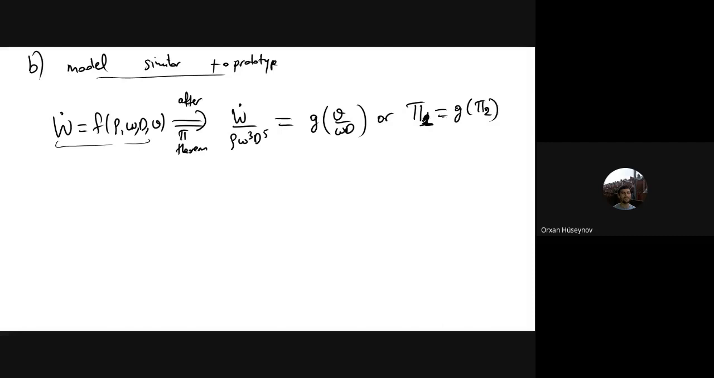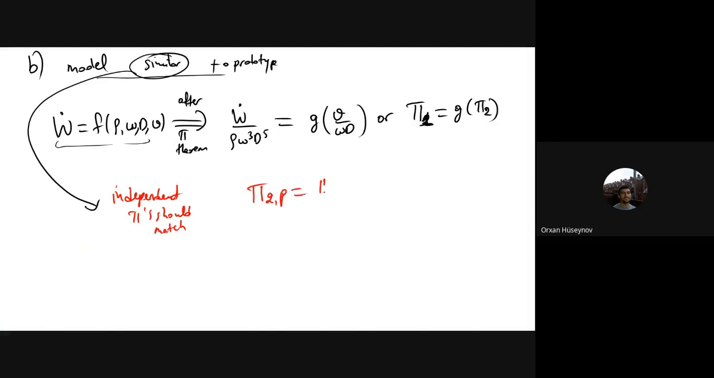Since we have this information, and since they are similar, independent pi's should match. What it means is that pi 2 for the prototype should be the same as pi 2 for the model. This one is dependent, because it's a function of that one. If independent pi's match, then pi 1 for the model will be the same as pi 1 for the prototype. If pi 2 matches, then pi 1 also matches.